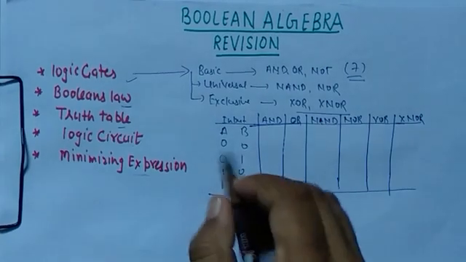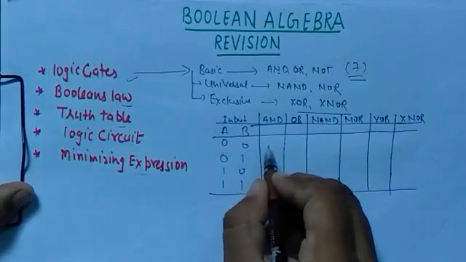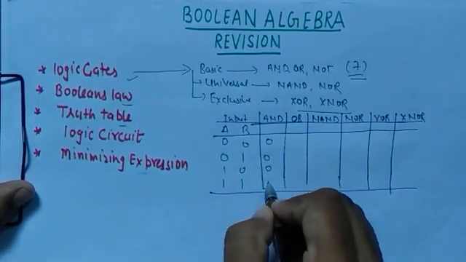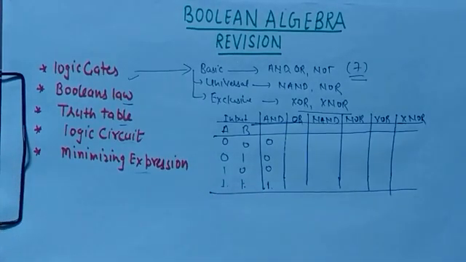In AND gate, what will happen? Only when both inputs are 1, then output will be 1. In which condition? Only when all the inputs are 1, AND gate will produce 1 output. If any of the inputs is 0, AND gate will give 0 output.